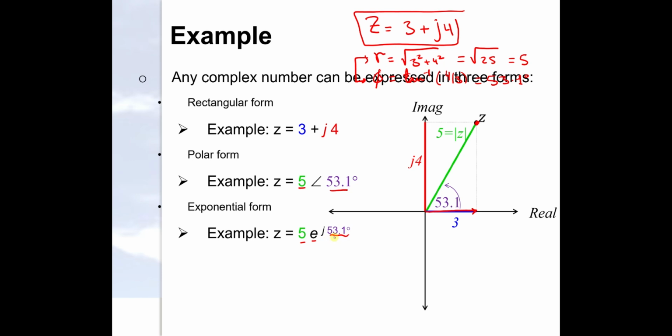So any number can be equivalently represented in one of the three forms. As we're going to see in the next video, one form might be easier for addition, while another would be easier for multiplication. However, all three forms are equivalent representations of the same complex number.